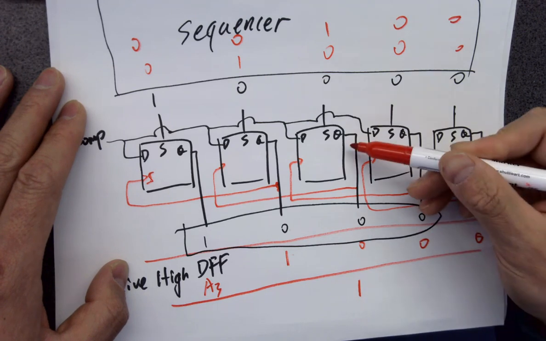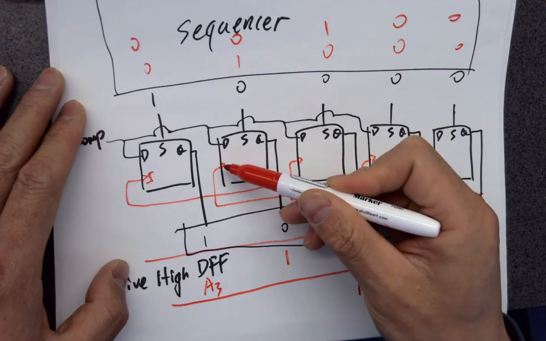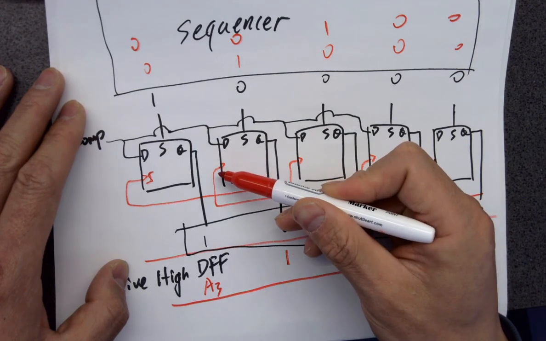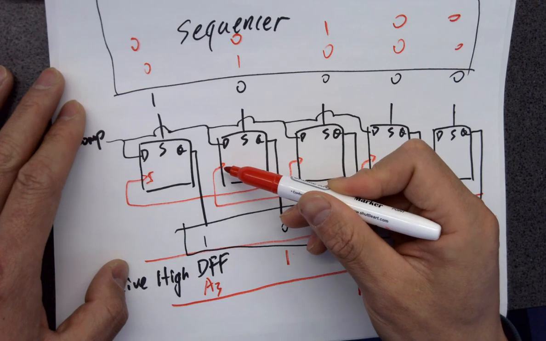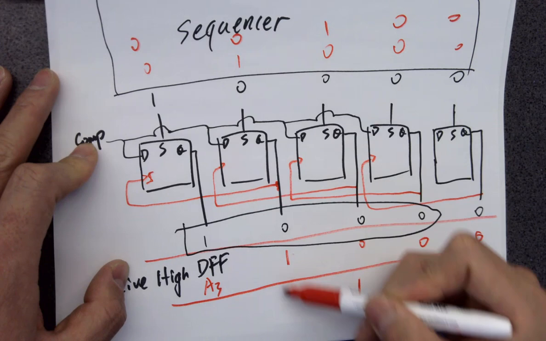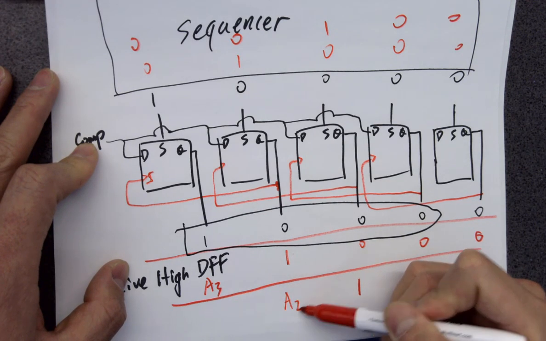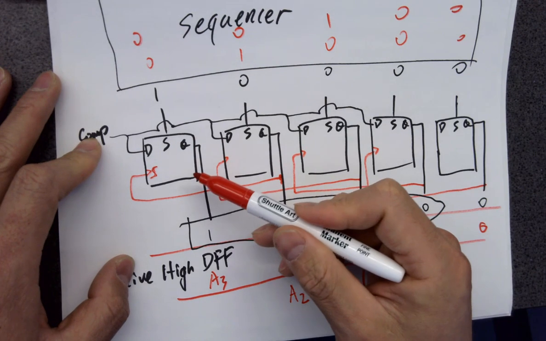Okay, if this is being set, what's going to happen? There will be a rising edge for this guy. Okay? If there's a rising edge for this guy, what's going to happen? So the new comparator output will be placed at this Q. Let's call it A2. What about this one?